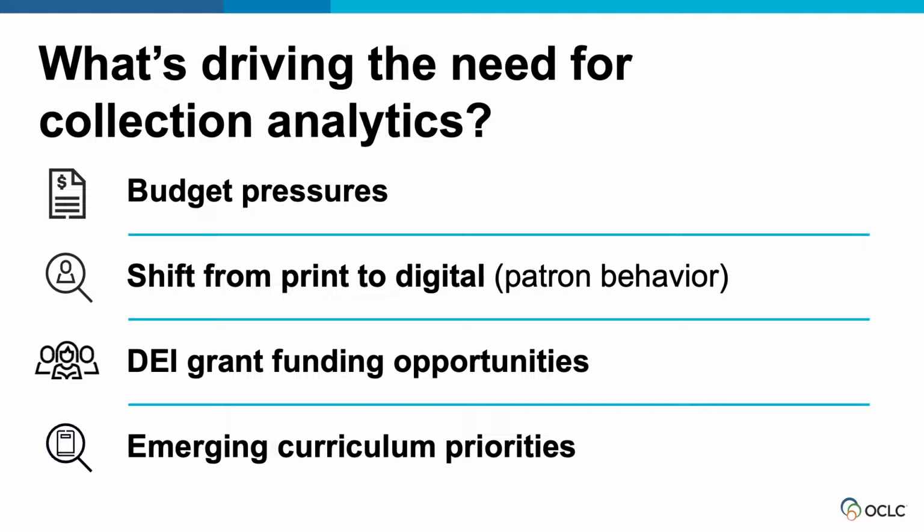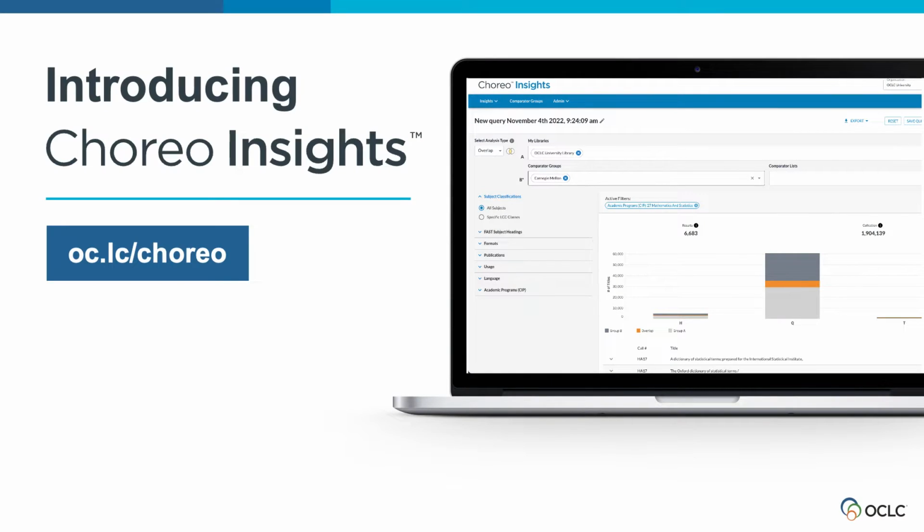We see that diversity, equity, inclusion is at the center of a lot more collection analysis work that we see. And we see the need for collections to better align with emerging curriculum priorities. So as a result, we have introduced Choreo Insights, which uses WorldCat holdings data to allow your library to compare your collection with those of the collective collection, other libraries, peers, and so forth.